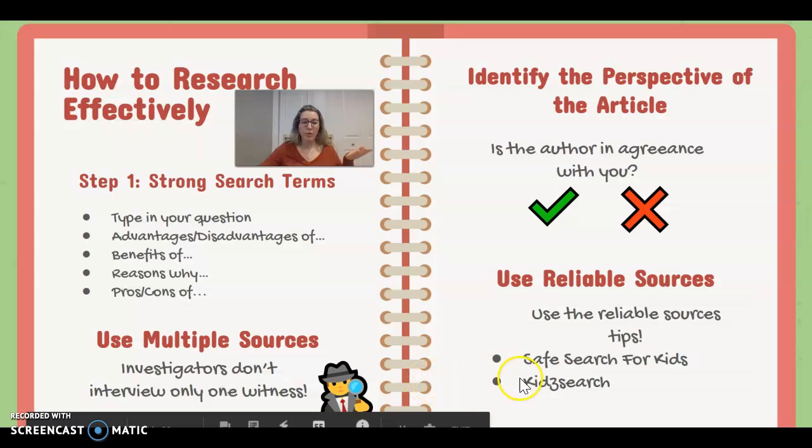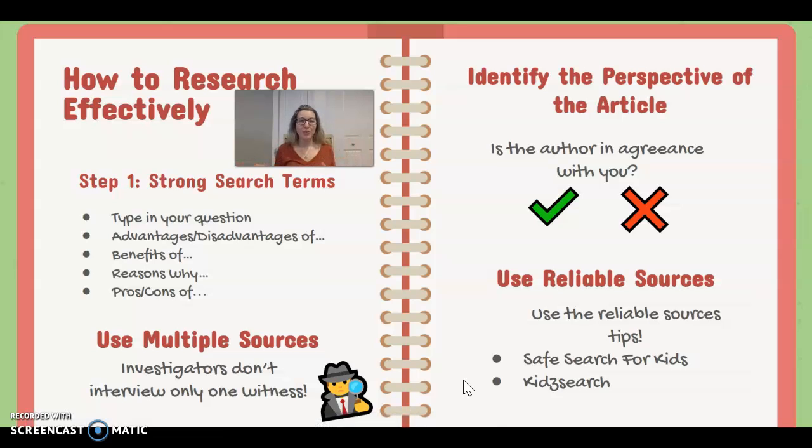Investigators don't interview only one witness when they're trying to solve a case. That means that you should not be just using one source to write your paper because A, you might find stuff on different sources that you would rather include, and B, you might find that your first article that you used didn't necessarily have the best information.